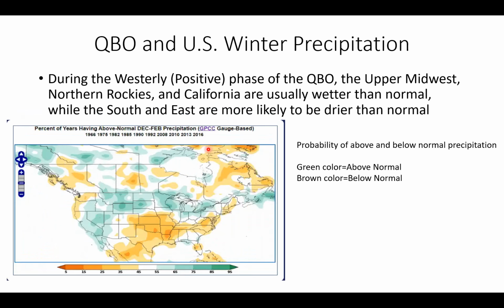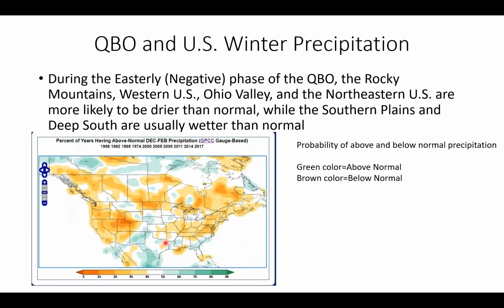Looking at the precipitation anomalies during the westerly positive phase of the QBO, the upper Midwest tends to have above normal precip, as well as the northern Rockies, as well as California. While the southern U.S., the South, as well as the eastern U.S. are more likely to be drier than normal during that westerly positive phase of the QBO.